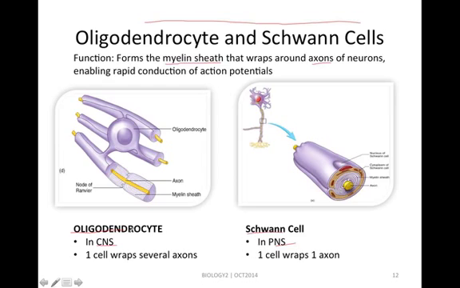Oligodendrocyte. As the name implies, oligo means several, dendro means tree-like. So one oligodendrocyte will wrap around several axons. So in this diagram here, how many axons are wrapped by one oligodendrocyte? There are 3 of them. One oligodendrocyte wrapping around 3 axons.